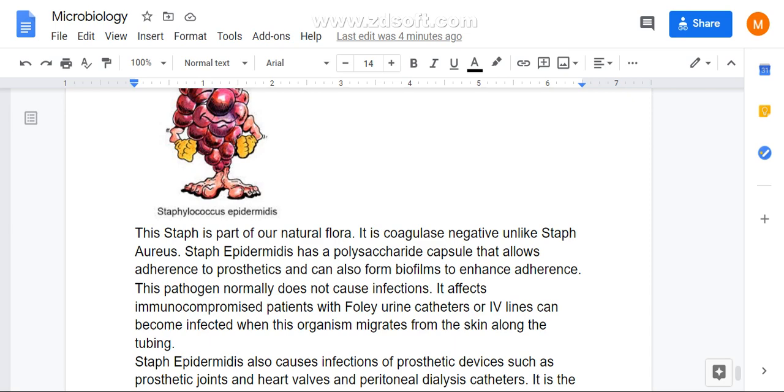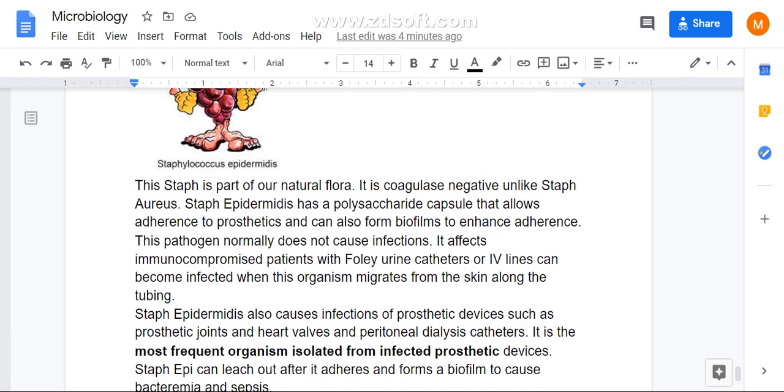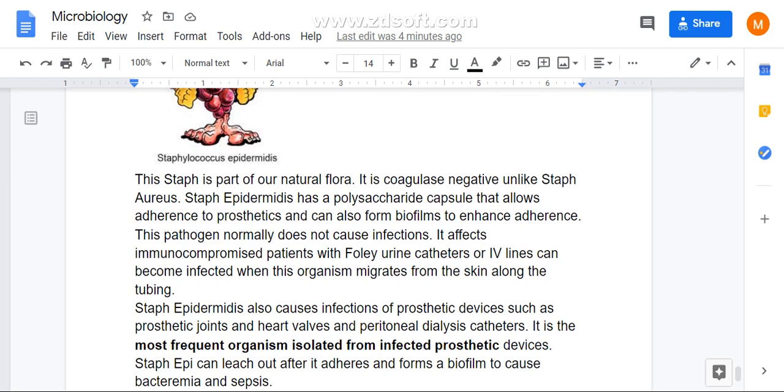It's only if we're in an immunocompromised state, or we have some type of prosthetic inside of us, etc. So Staph epidermidis also causes infection of prosthetic devices such as prosthetic joints, prosthetic heart valves, and peritoneal dialysis catheters. It is the most frequent organism isolated from infected prosthetic devices. So Staph epidermidis can leach out after it adheres and forms a biofilm to cause bacteremia and sepsis. Although it's not as dangerous as Staph aureus, it still can become dangerous, right? Especially in an immunocompromised person.